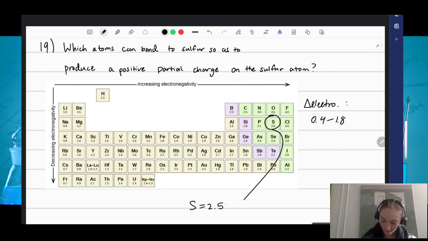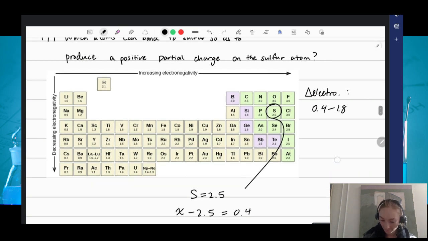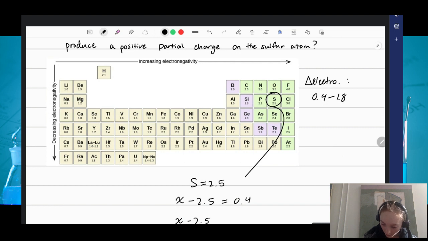of 2.5. So what needs to happen is the electronegativity that we're finding minus 2.5, so this is the difference in electronegativities, has to be either 0.4 or 1.8. I like to write equations for this because then you can figure out what we need for the electronegativity based on this range. To solve for x in both of these cases, adding 2.5 and 0.4 together, it's 2.9 here, and then 2.5 plus 1.8 to solve for x here, and we'll just write x1, x2.